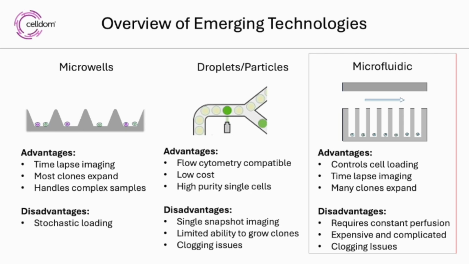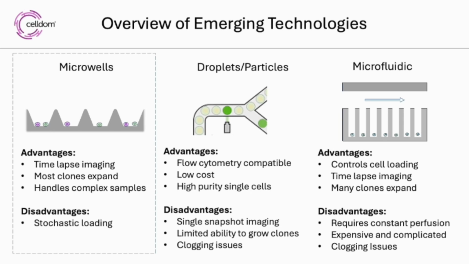Since media is continually being refreshed in these systems, these cells can also expand on chip, and they can be monitored continuously by time-lapse imaging. However, the problem with these platforms is that they tend to be very expensive and complicated. They require constant perfusion, and they also have clogging and fouling issues that prevent either the introduction of or retrieval of specific cells of interest. Based on this competitive analysis, at Celldom we chose to develop our platform based on microwells, which we believe is the best solution for cell line development, and that's what I'll focus on for the rest of my talk today.